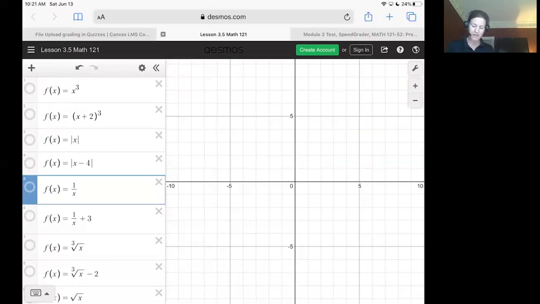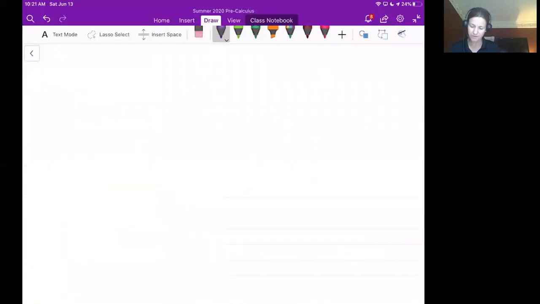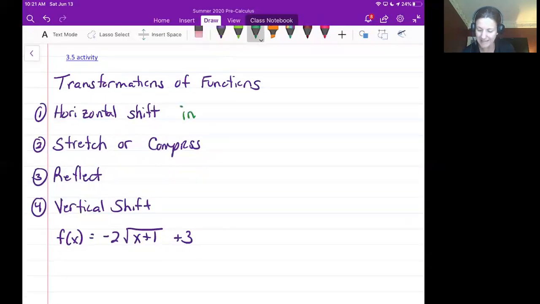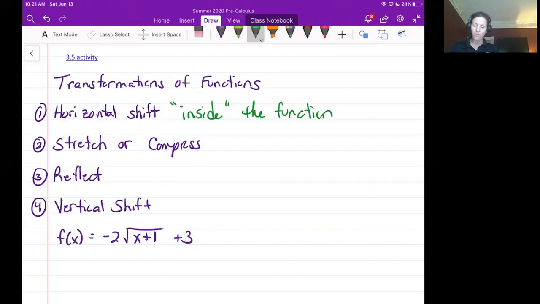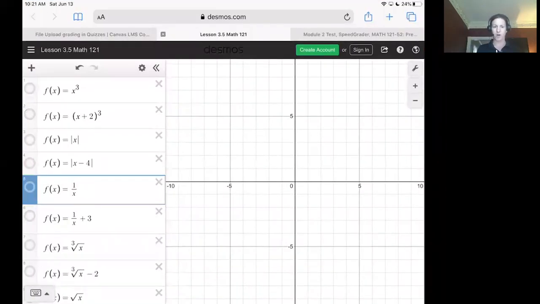Now let's jump down to, so our first one, this horizontal shift, is what I call inside the function or inside the parent graph. Now we're going to jump down to the vertical shift because in my mind it just makes sense to show you that part next, and then we'll go back to stretching and compressing.